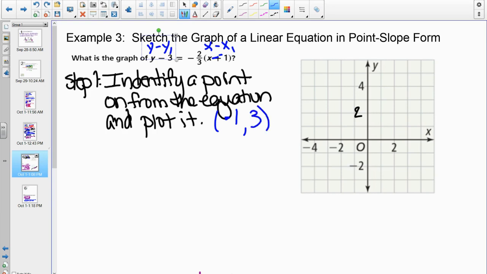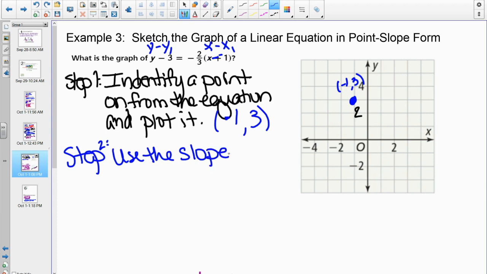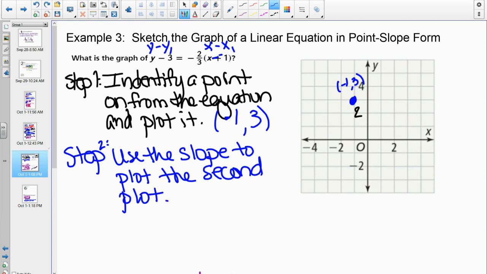So your point is at -1, 3. So go to -1 and up to 3. And there is your point. So that is the point from the equation. Step 2 is to use the slope from the equation to find the second point. Sorry, second point, not second plot.